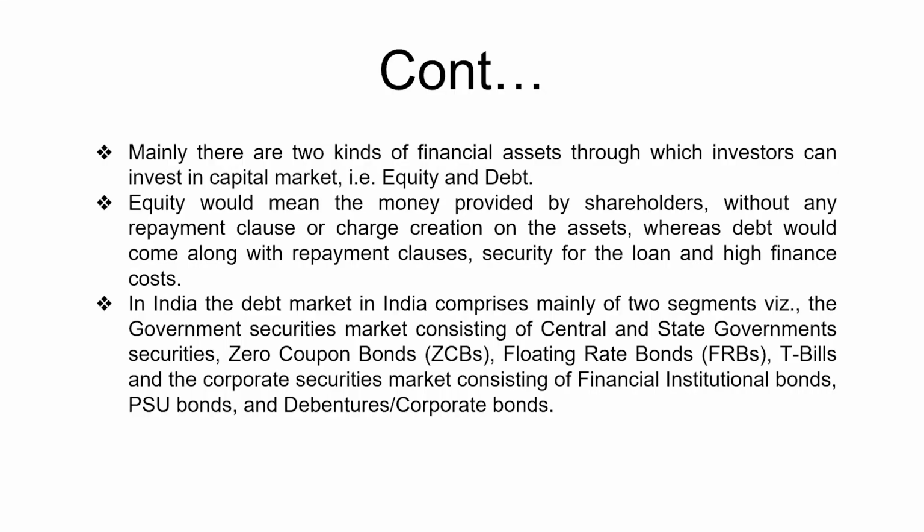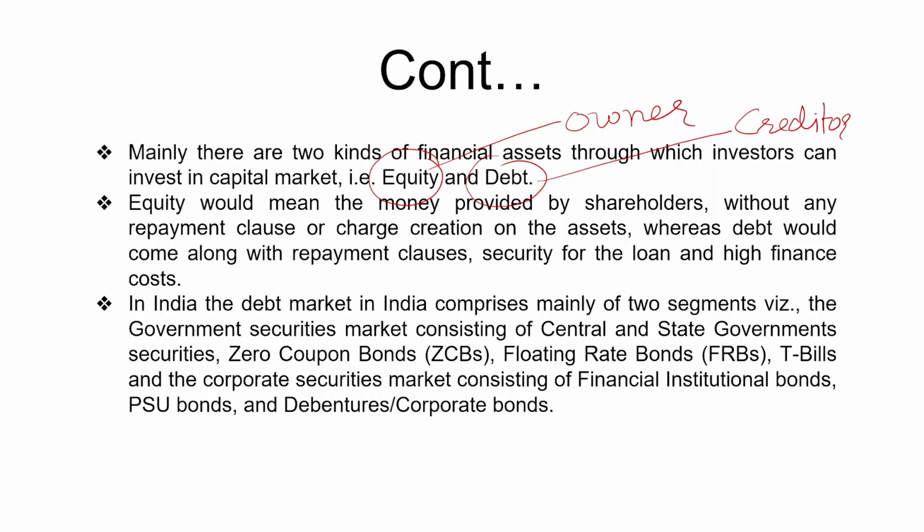Mainly there are two kinds of financial assets through which investors can invest in the capital market. One is equity, second is debt. Those who put their money in equity are the owners. Those who put their money in the market as debt are the creditors. They provide a loan to the company. Owners are always entitled to dividend if the company earns a profit in any financial year. But creditors are always entitled to interest. Even if the company does not earn a profit in any financial year, they are always entitled to the amount of interest.